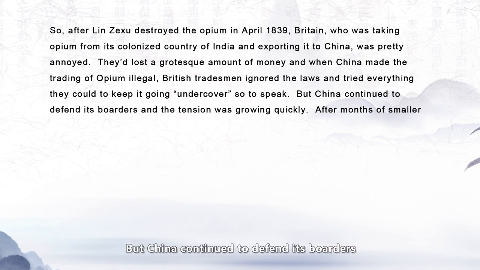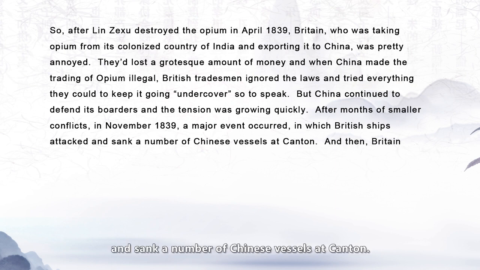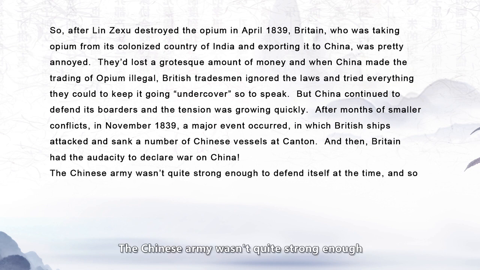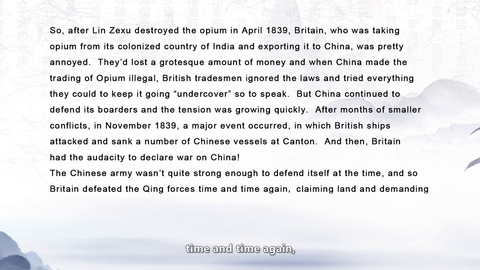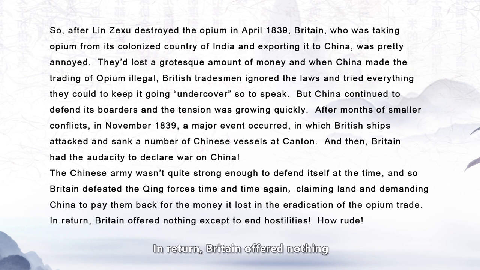But China continued to defend its borders, and the tension was growing quickly. After months of smaller conflicts, in November 1839, a major event occurred in which British ships attacked and sank a number of Chinese vessels at Canton. And then Britain had the audacity to declare war on China. The Chinese army wasn't quite strong enough to defend itself at the time, and so Britain defeated the Qing forces time and time again, claiming land and demanding China to pay them back for the money it lost in the eradication of the opium trade. In return, Britain offered nothing except to end hostilities.